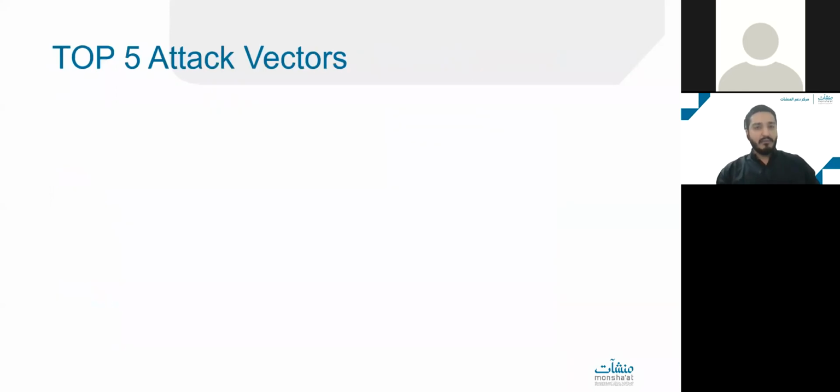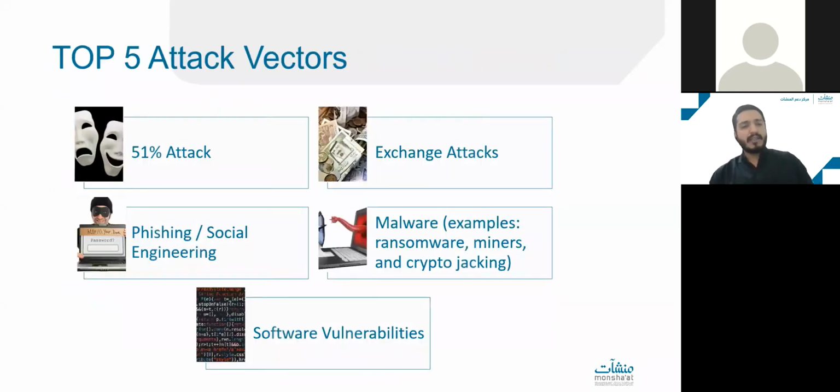Okay, so moving on, what are our top 5 attack vectors? These are the attacks which normally happen in the blockchain space. Like the 51% attack, which I have already told you about, in which the majority of the control is handled by the miners. If 51% of the network is attacked, or they control the power, they can manipulate the data, which can result in a double spending attack.